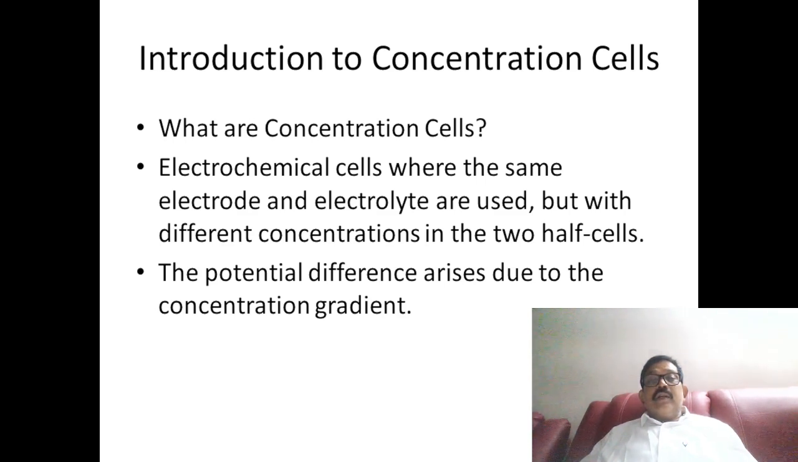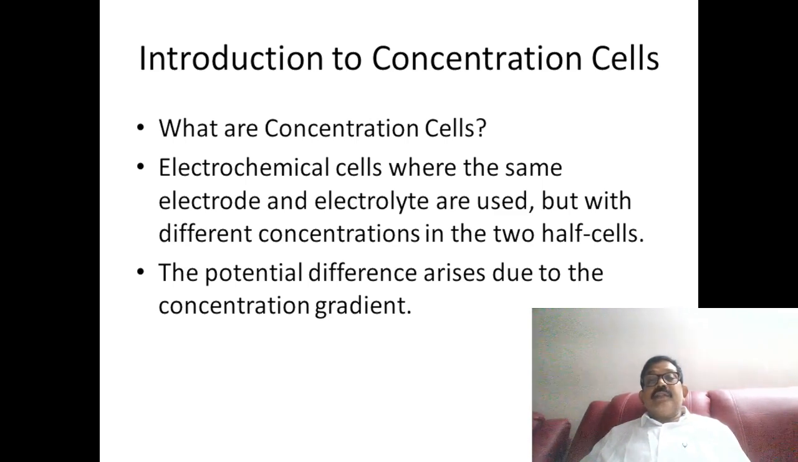Electrochemical cells. What is an electrochemical cell? First, a cell is a device which converts chemical energy into electrical energy. That's called a cell. An electrochemical cell is the conversion of chemical energy into electrical energy.